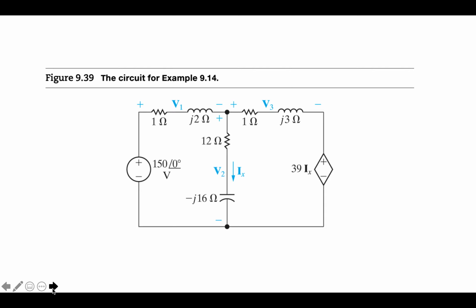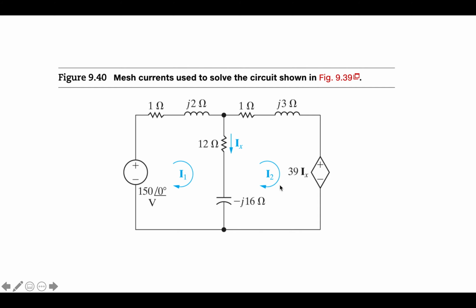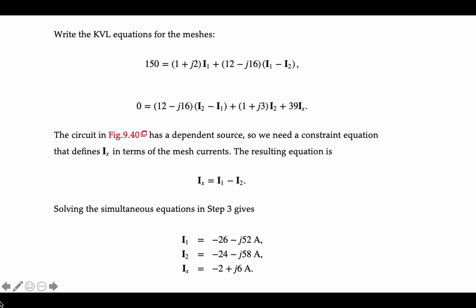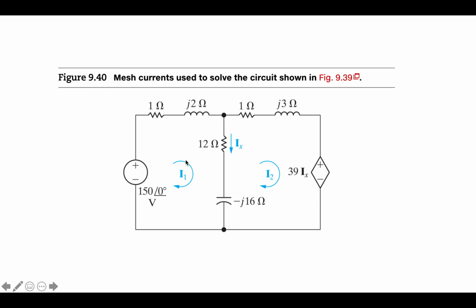So we're basically just going to define two mesh currents, I1 and I2, and we're going to utilize Ohm's law, where the only difference is instead of resistors, we'll have impedances. So we're going to use Ohm's law and the mesh current method in order to write these two mesh equations. So for example, if we come around this mesh, we have minus 150 angle 0, and then we have I1 times the phasor 1 plus J2, and then we have I1 minus I2 times the impedance 12 minus J16.